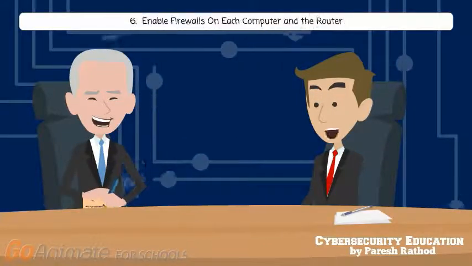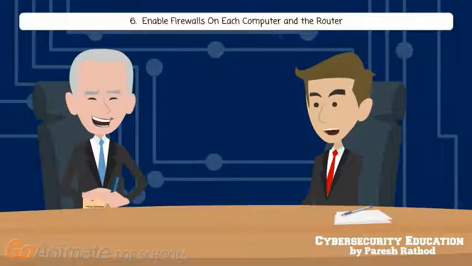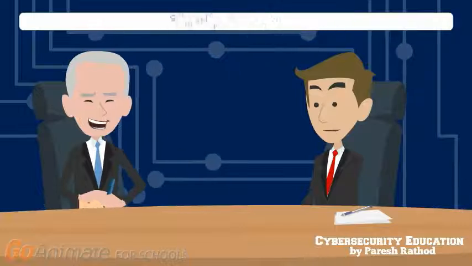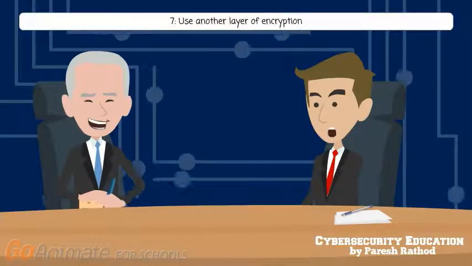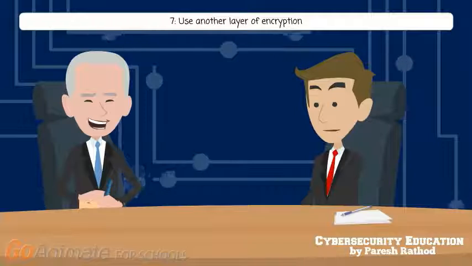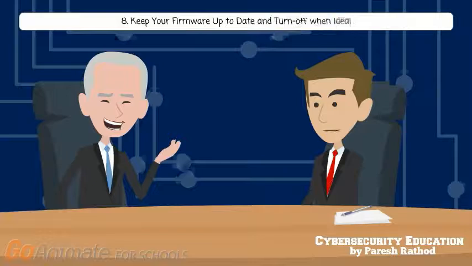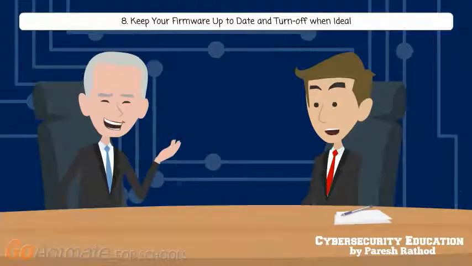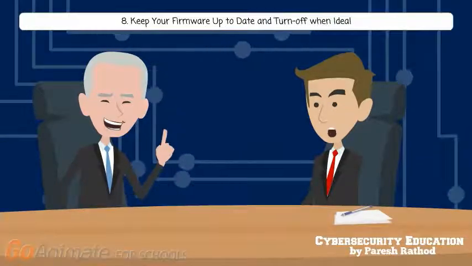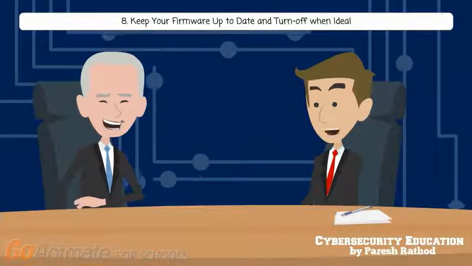Tip number 6, enable firewalls on each computer and the router. A packet filtering firewall works at layer 3 of the OSI model and can be implemented with tools such as Wireshark. Tip number 7, use another layer of encryption when possible. Don't just rely on wireless encryption but also use, for instance, OpenSSH, an excellent choice for another layer. Finally, keep your firmware up to date and also shut down your wireless network and interface when not in use. Many companies keep their AP at a secure site.